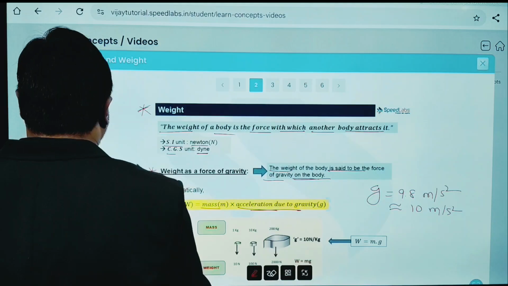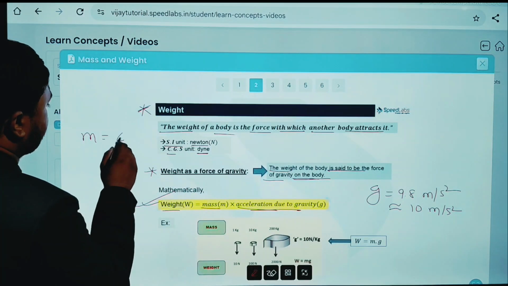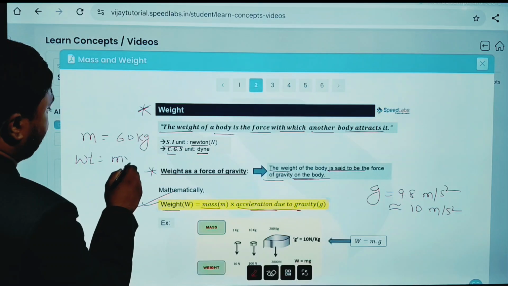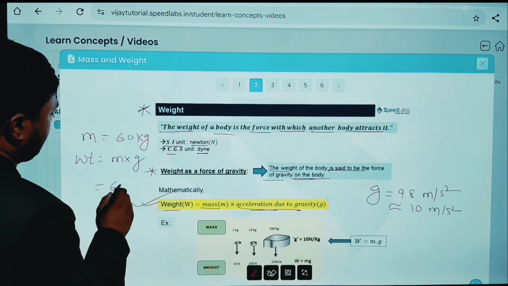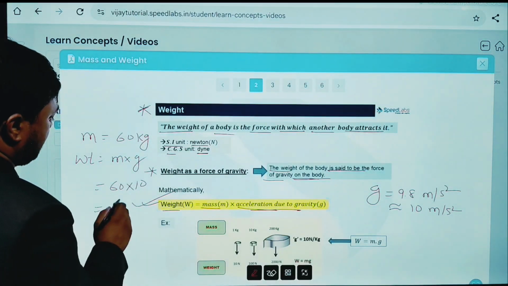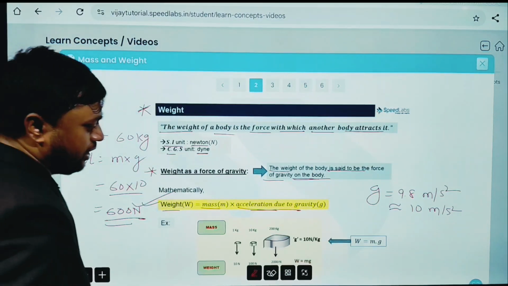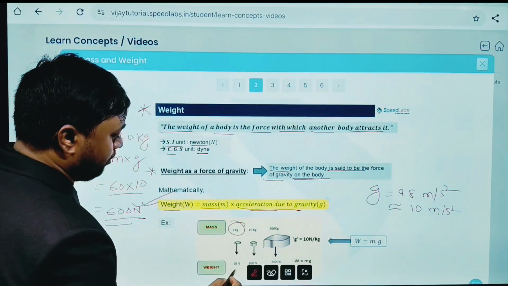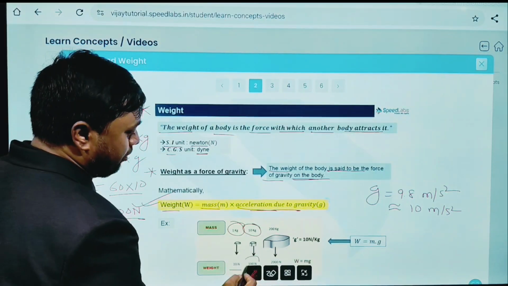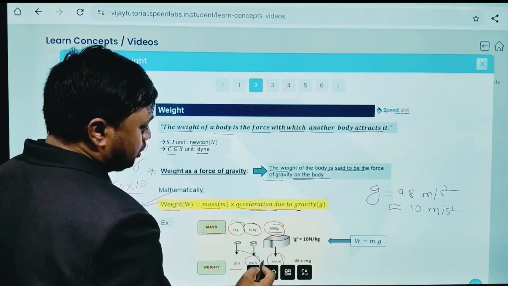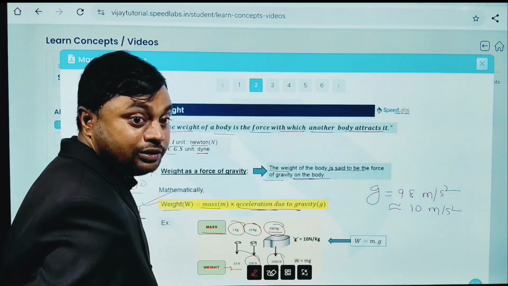So let's take the mass of a boy as 60 kg. What is his weight? Weight is equal to M into G. So 60 into 10, if I am considering 10, so how much? 600 Newton. If the mass is 1 kg, the weight will be 10 Newton. Mass is 10 kg, weight will be 100 Newton. If the mass is 200 kg, weight will be 2000 Newton.